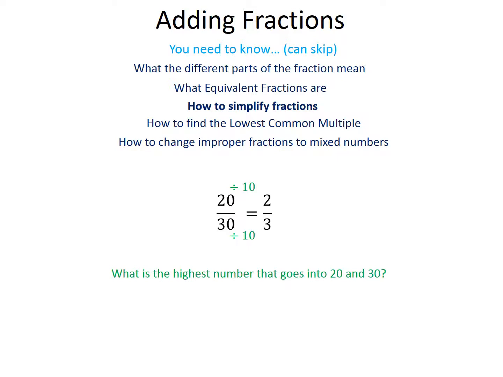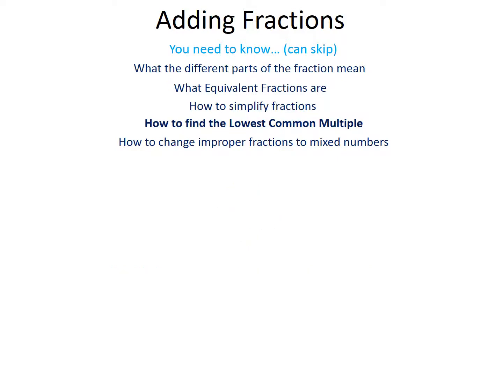Whenever you're simplifying, you should always have a quick look at your answer to see, is there anything else that goes into the two numbers? Because if I did not pick the highest number to start with, and let's say I picked 5 here, I would end up with 4/6, and that could be simplified further. When you're satisfied there is nothing else that goes into 2 and 3, you know you've got simplest form.